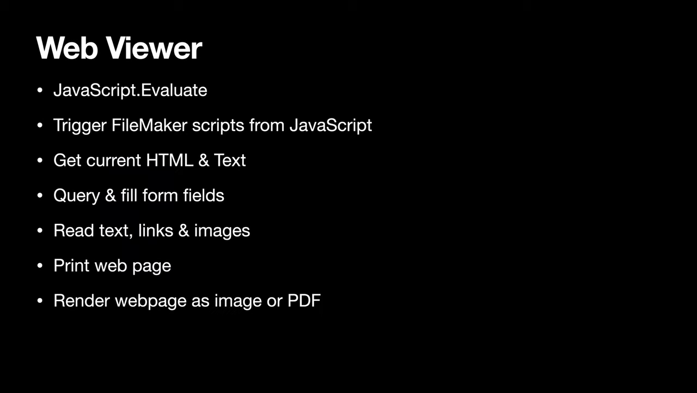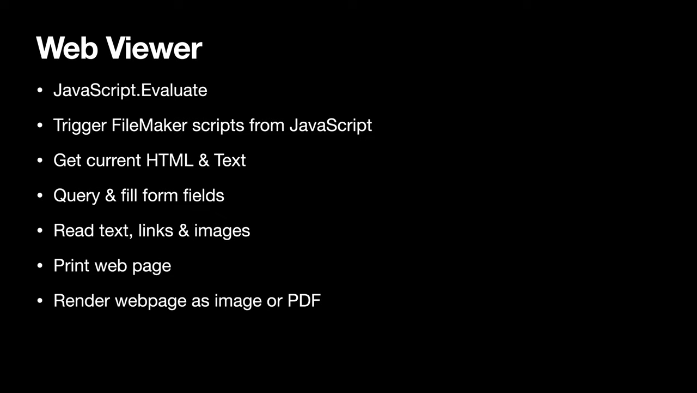The MBS plugin provides a lot of extension functions for the web viewer. For example, we can run JavaScript in the web viewer, and with our recently added evaluate function, we can not just run some JavaScript asynchronously or synchronously, we can also run it synchronously and get you back the result right away on Mac, Windows and iOS. So if you need to query a global variable in your JavaScript or query the text of a field, you can do that right away with our plugin. We also have the WebView messaging where you can trigger scripts directly from JavaScript like in FileMaker 19.